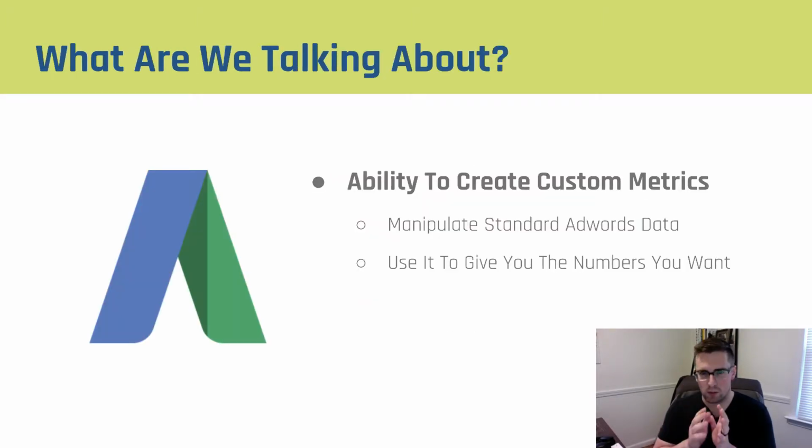So in this video, I want to talk about the ability to create custom metrics inside of AdWords. So basically what you have is you've got all of your standard AdWords data, your performance and your conversion data, and you can manipulate them to give the numbers that you want. And so it really gives you some flexibility as far as when you're reporting to figure out how to get the exact number to determine how well your campaigns are doing.